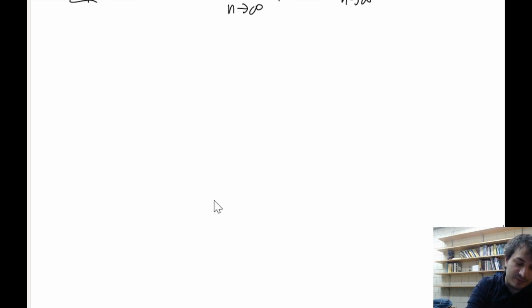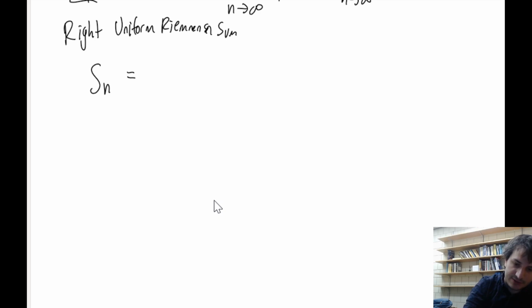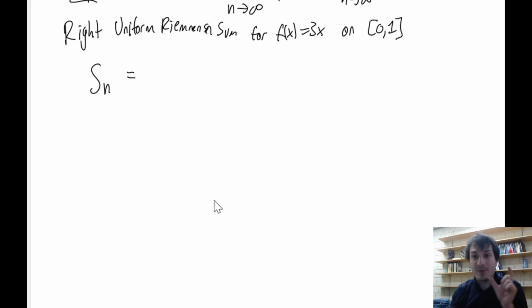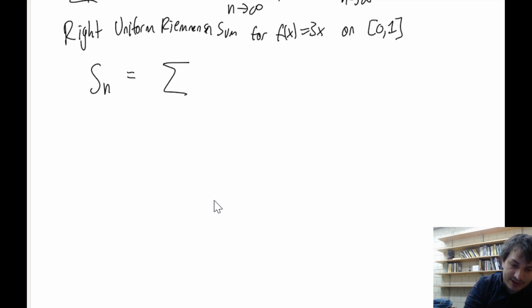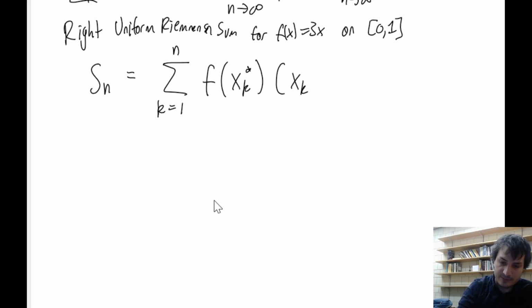So what is the right uniform Riemann sum? Sn is the right uniform Riemann sum. And it's for the function f of x is 3x on the interval 0, 1. A Riemann sum is always the sum of n things. The n things are supposed to be the height of the rectangle, f of xk star, times the width of the rectangle.